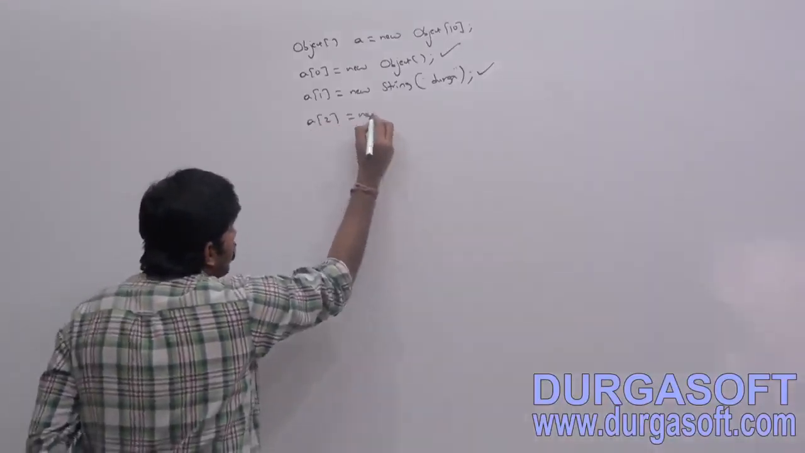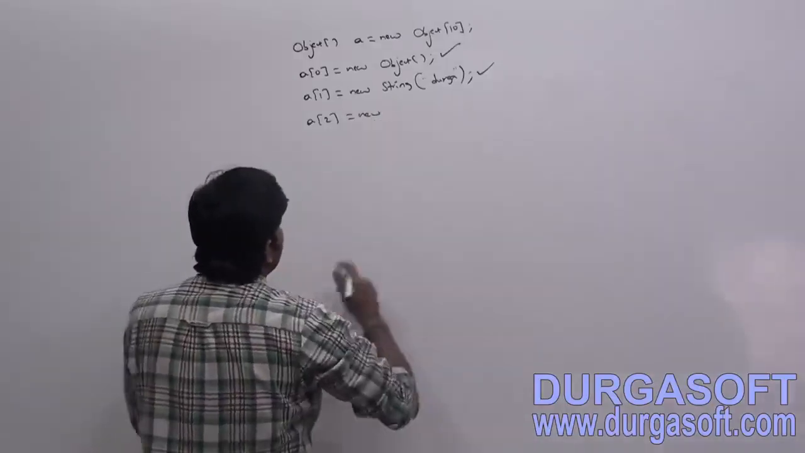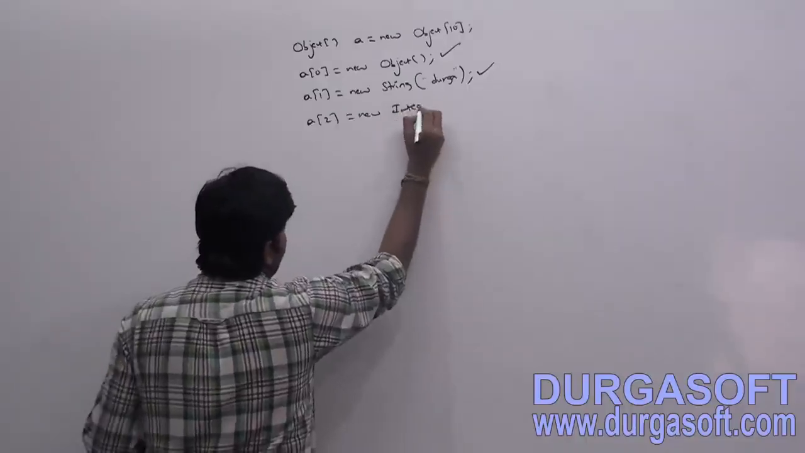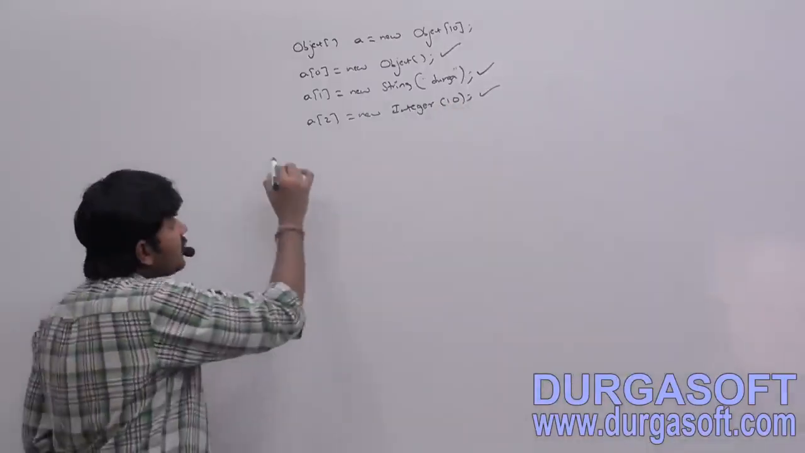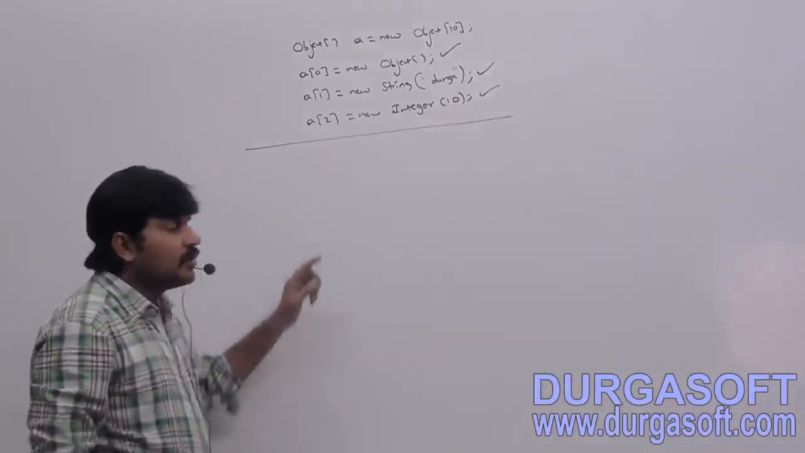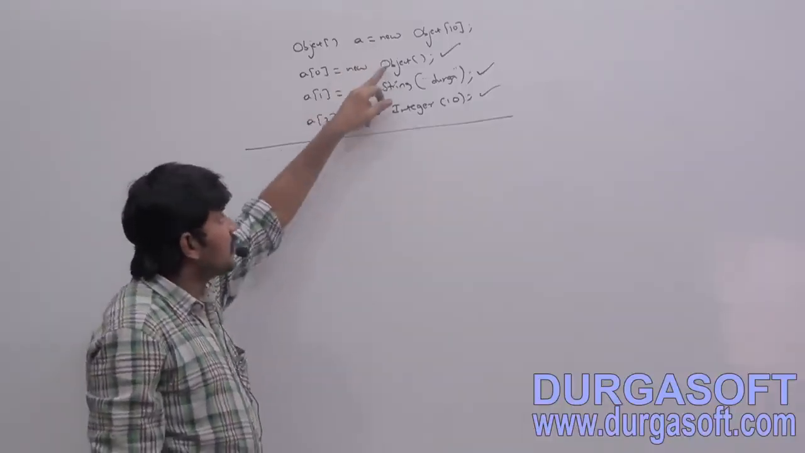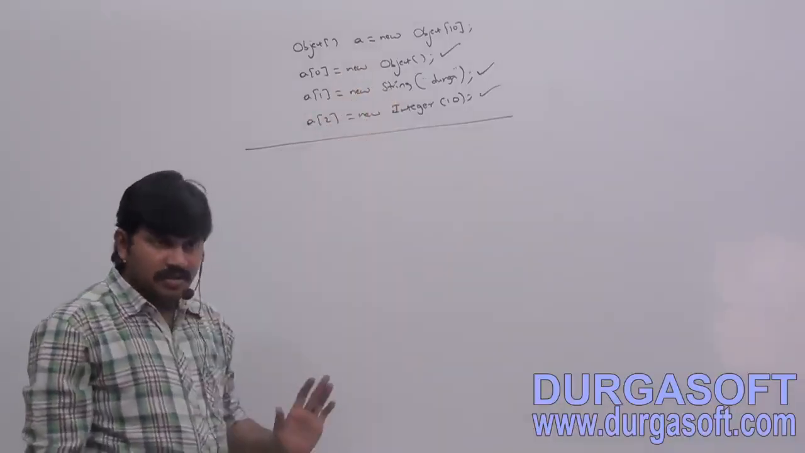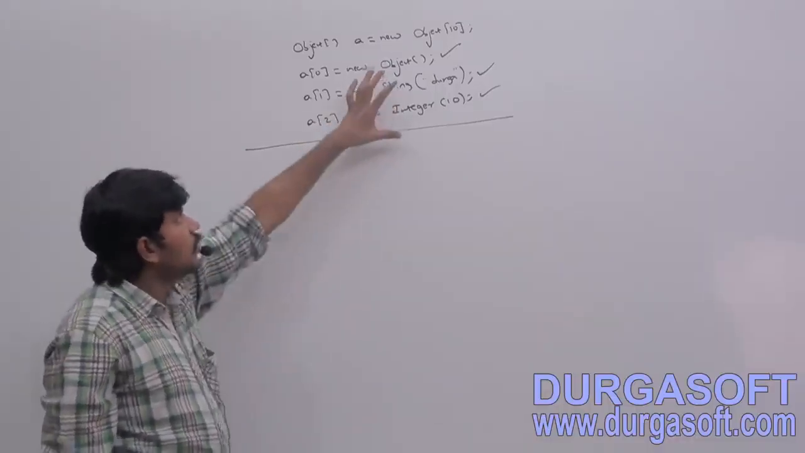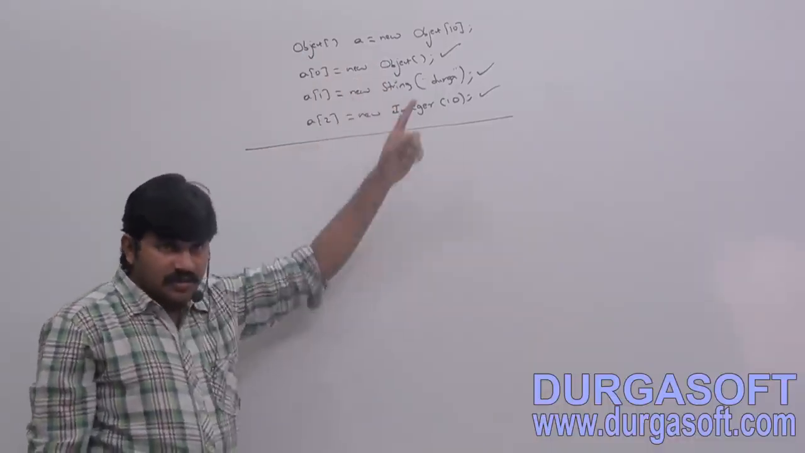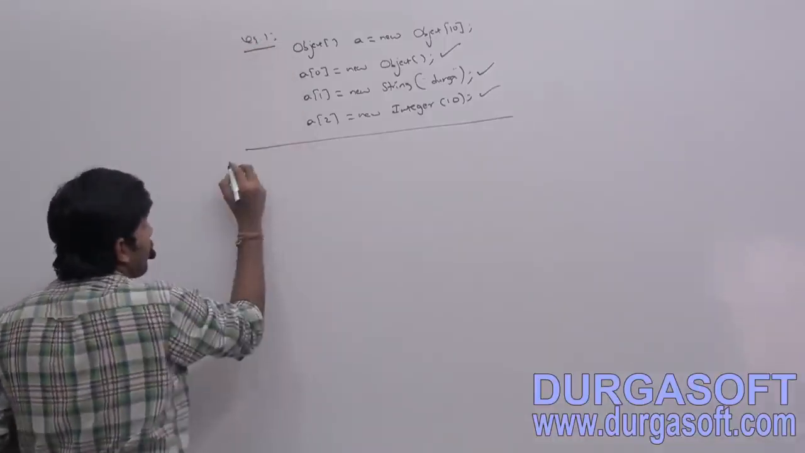a[2] = new Integer(10), valid or not? Valid. In the case of object type arrays, as array elements we can provide either the declared type object or its child class object. So if it is an object type array, it is like this. Assume this is example 1.